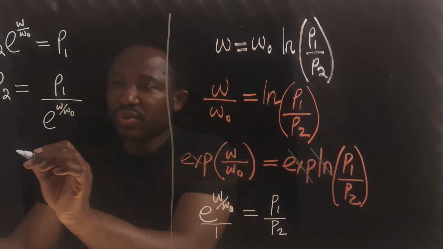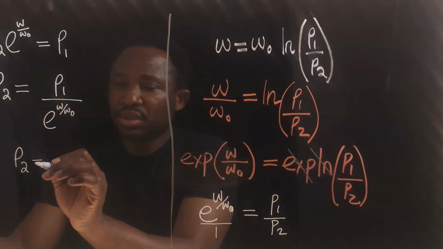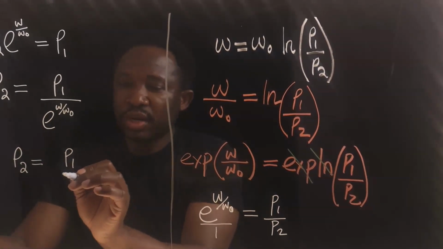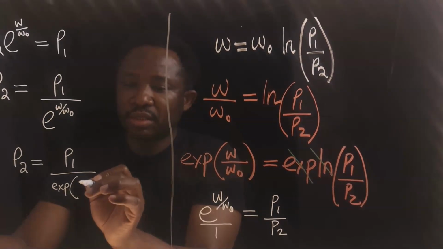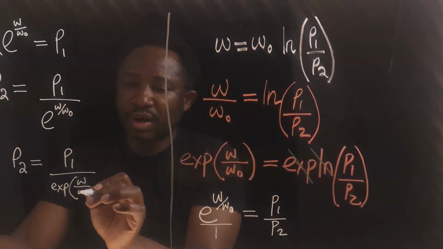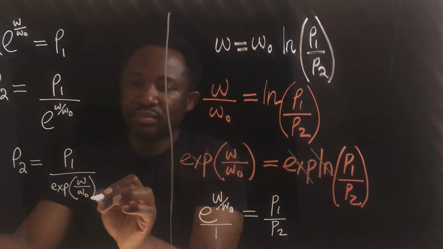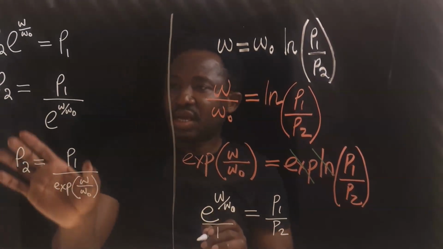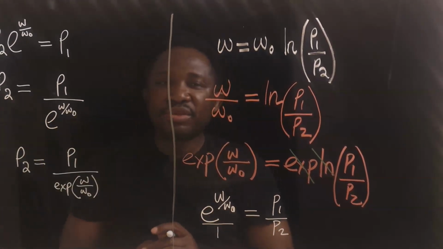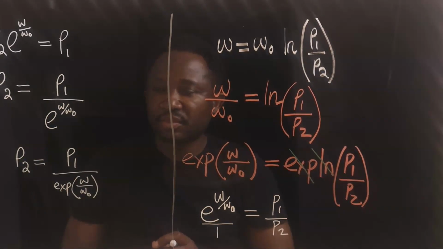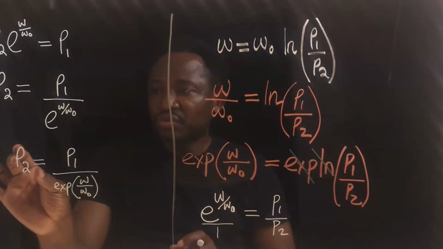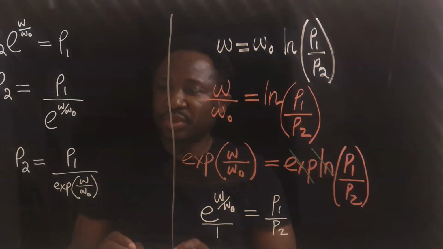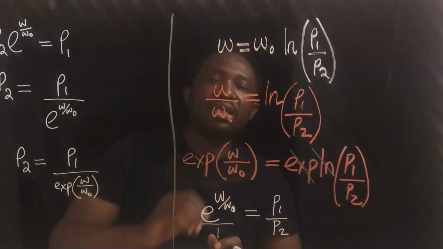I can decide to write this as P2 is P1 over exponential W over W naught. This and this both are the same, and this is our answer. We have succeeded to make P2 the subject in this equation.